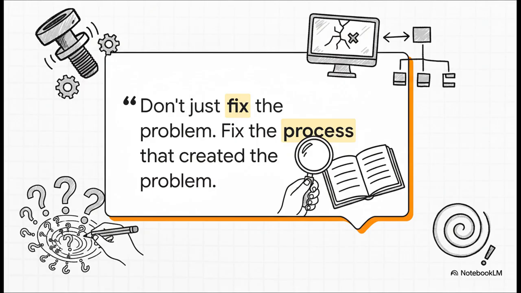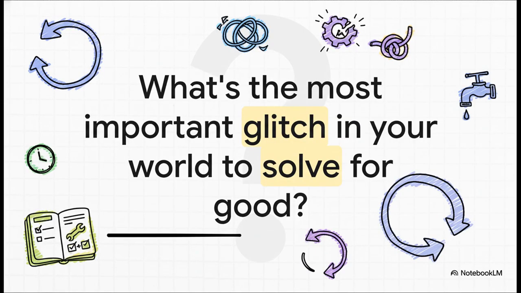The rattling noise isn't the real issue. The process that allowed a bolt to come loose is. Rebooting the system isn't the fix. Understanding the software flaw that caused the crash is. This log is a tool that forces you to keep asking why until you get to the real answer. So I'll just leave you with one question. Take a look at your own world, your job, a personal project, even just your daily routine. What's the most important glitch that just keeps repeating? And what simple system, maybe just a little log like this one, could you create to finally solve it for good?